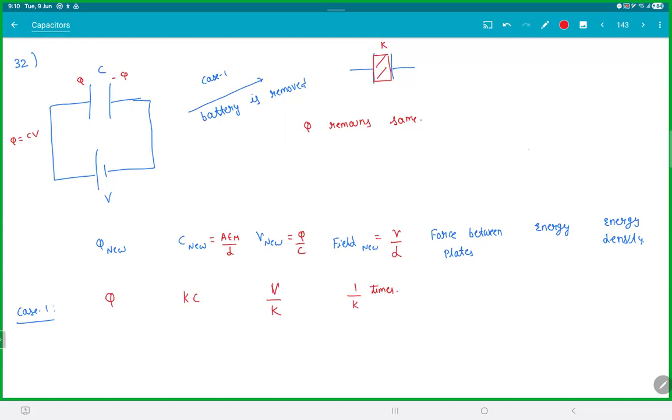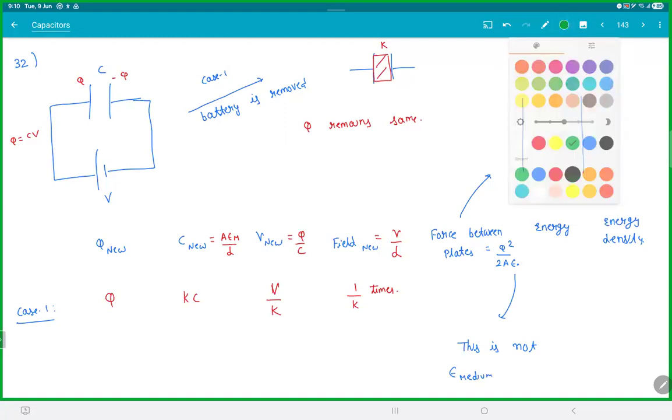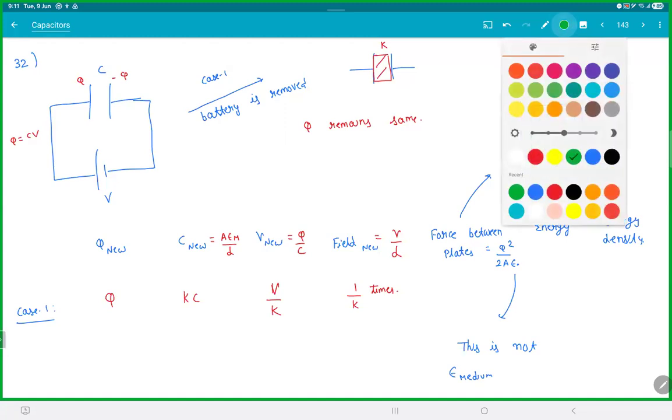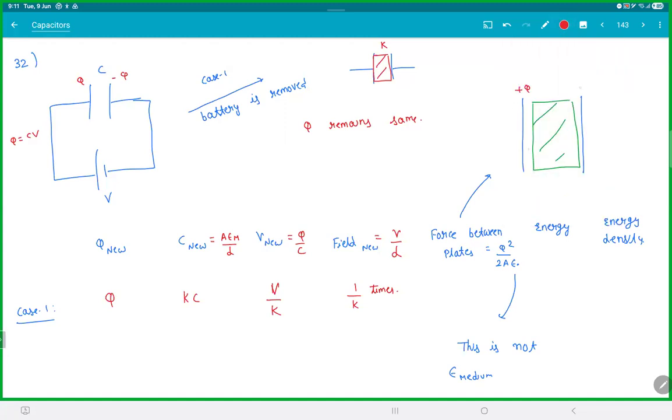Now, the force between the plates. This is the interesting thing. You have to be careful. When you say force between the plates, the formula here is Q square by 2A epsilon. This is not epsilon medium. This is vacuum only. The reason: when you keep the dielectric slab, what are the charges on the plates? The charges on the plates are plus Q and minus Q.